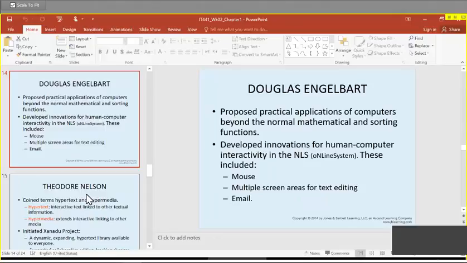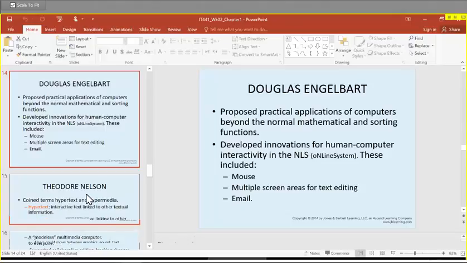Okay, then the third visionary was Douglas Engelbart, and he proposed a practical application of computers beyond the normal mathematical and sorting functions, and developed innovations for human-computer interactivity, natural language systems (NLS), and online systems, and these include the mouse, multiple screen areas for text editing, and email.